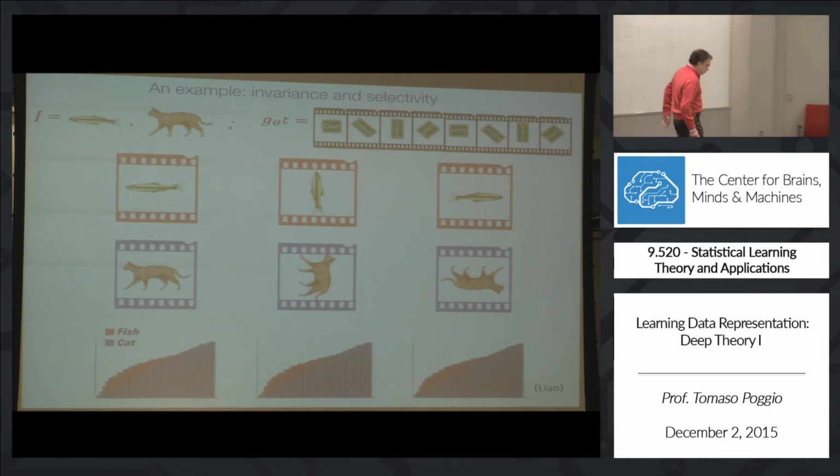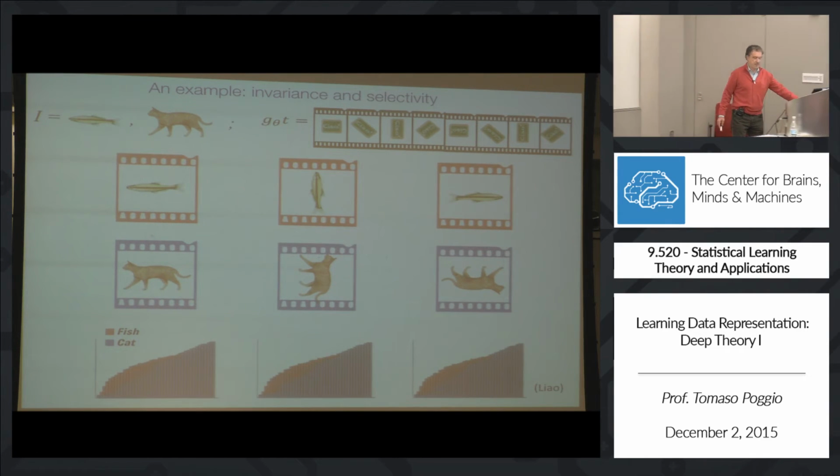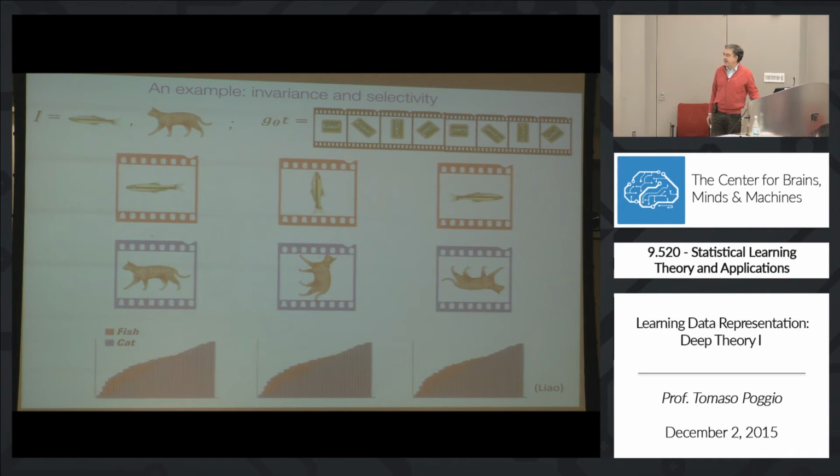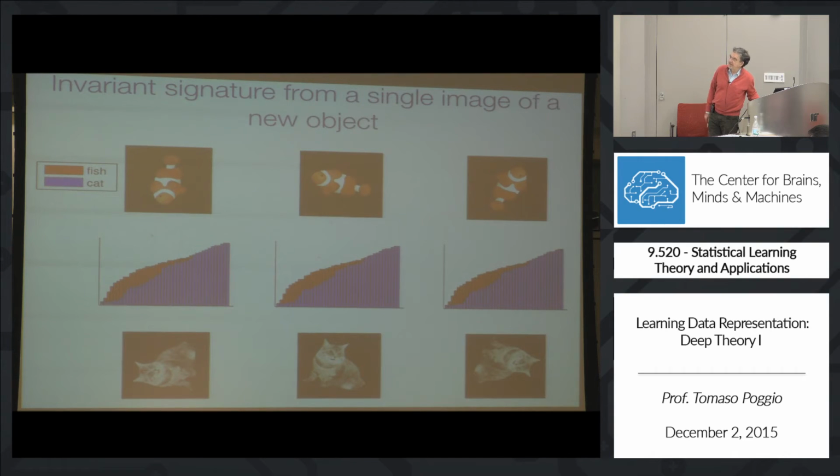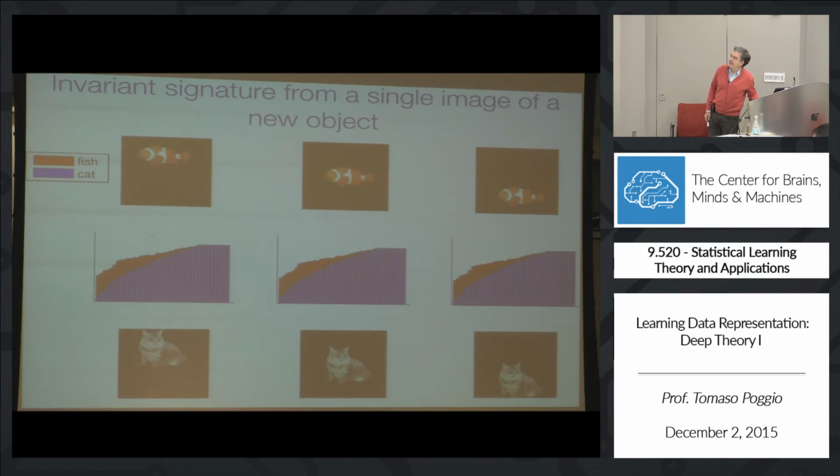It's different, that's important, because the question is, if I do this, I get invariance. If I do this sum of all the GI dot t, I get invariance, but do I preserve selectivity? The neurons were very selective, invariant and selective. This is another example, rotation of the fish, rotation of the cat. This is translation of the fish, translation of the cat.